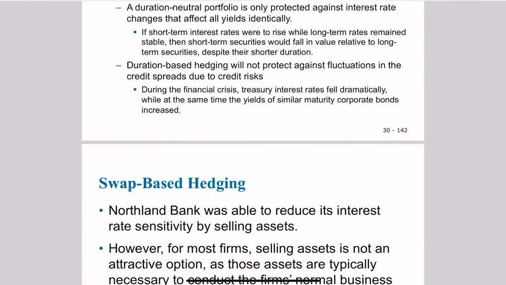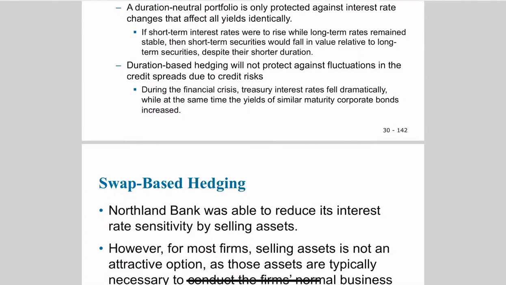So in the last class, we discussed how the firm could hedge against interest rate risk. And we mentioned two methods. The first one is the duration-based hedging, and the second is hedging using interest rate swap.